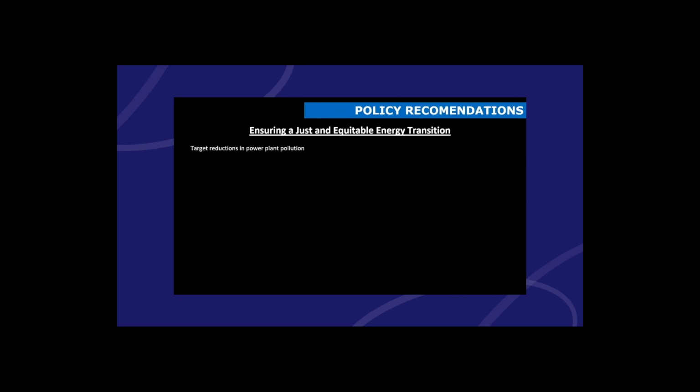Some of these include, first of all, targeting reductions in power plant pollution. Globally, more than 8 million people died in 2018 due to air pollution from burning coal, diesel, and other fossil fuels. So this is why it's so important to target those reductions in power plant pollution particularly.